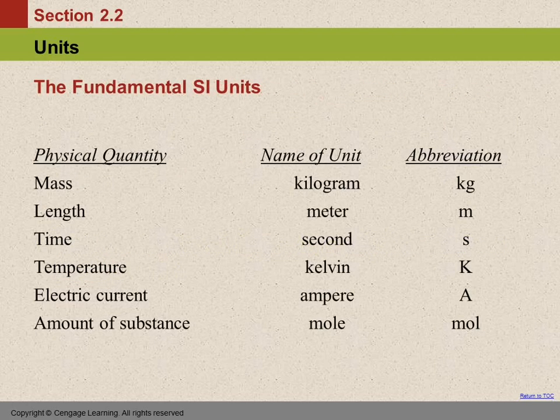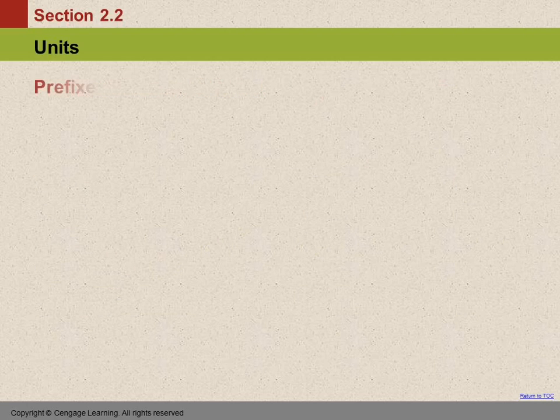In the SI system, they have fundamental units for different quantities. Mass is a kilogram. Length is measured in meters. Time is in seconds. That's one thing that's the same between the metric and the English system. Temperature is measured in kelvins, electric current in amperes. We won't even really talk about that. I don't know why they put it in here. An amount of substance is measured in moles. So those are just examples of SI units.